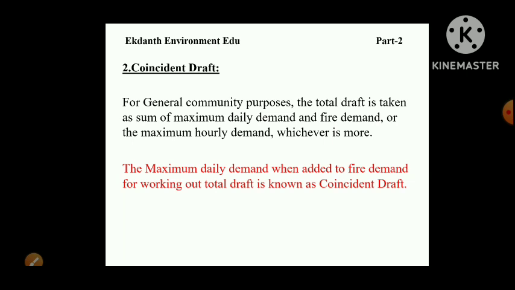The maximum daily demand when added to the fire demand for working out the total draft. What is total draft? That is the summation of all the demands. While working out the total water demand, when the maximum daily demand is added with the fire demand, it gives us what? The coincident draft. Okay, so again, make it a star, it's important from the exam point of view.